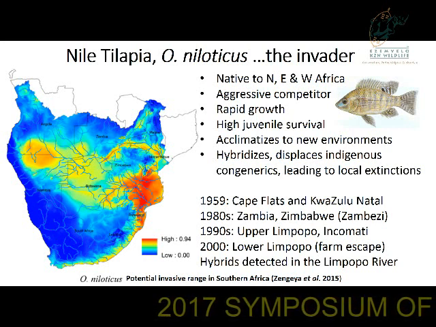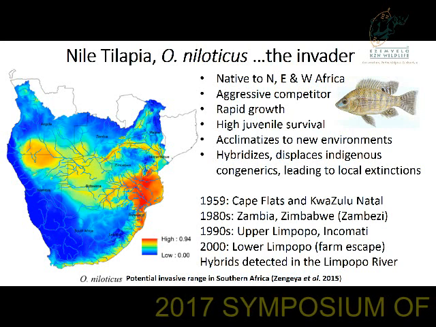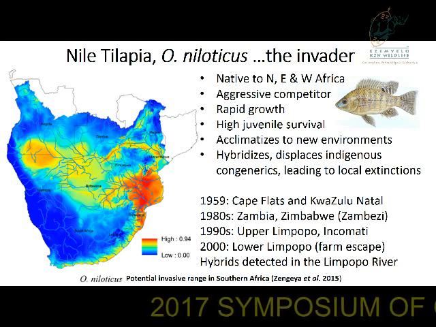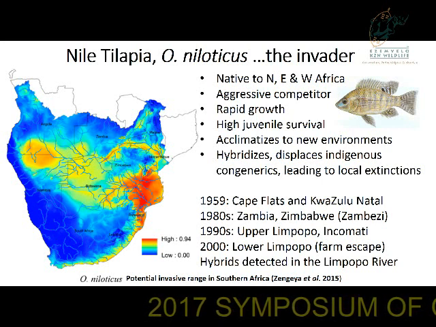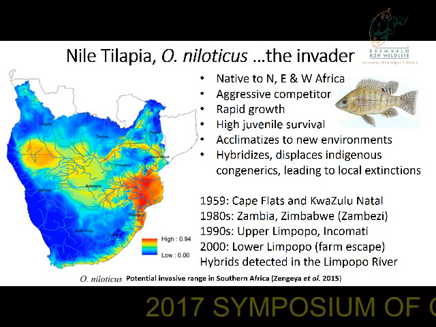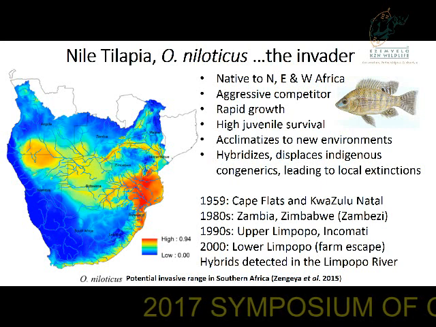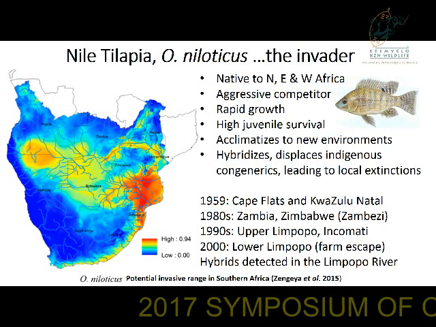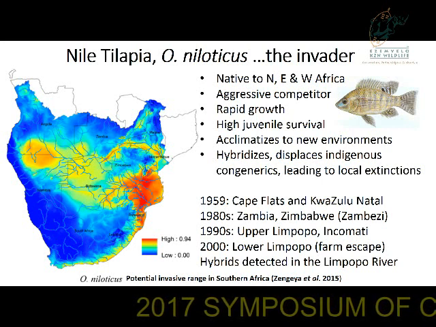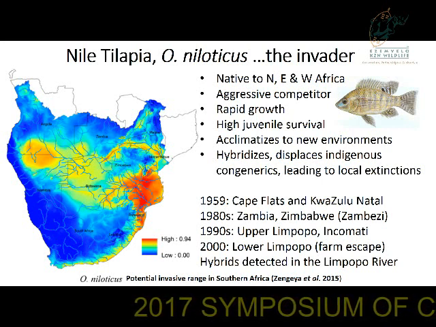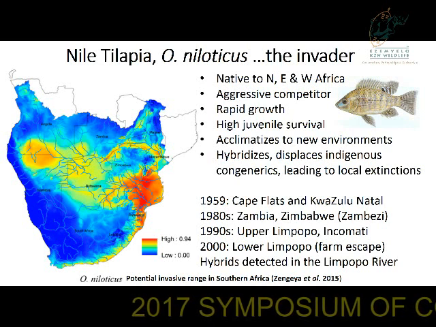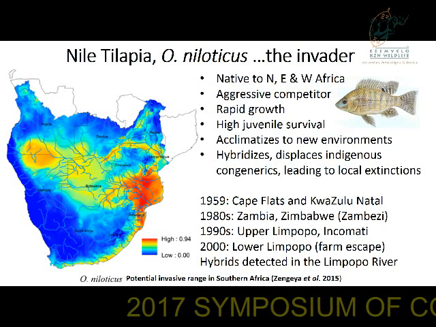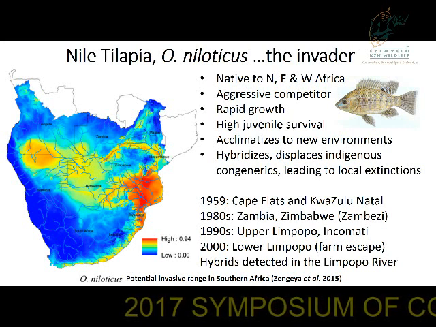There's high juvenile survival. It does readily acclimatise to new environments, although there are limits. And there's evidence from other places of Nile tilapia displacing indigenous species. There is also actually evidence in other places of other species of Oreochromis displacing native Nile tilapia as well. In general, Oreochromis do hybridize readily when they're brought into contact with each other. And there is hybridization between indigenous species in southern Africa as well.